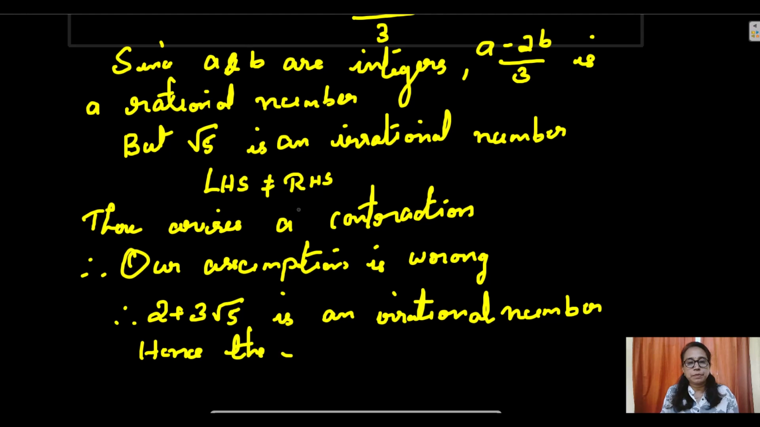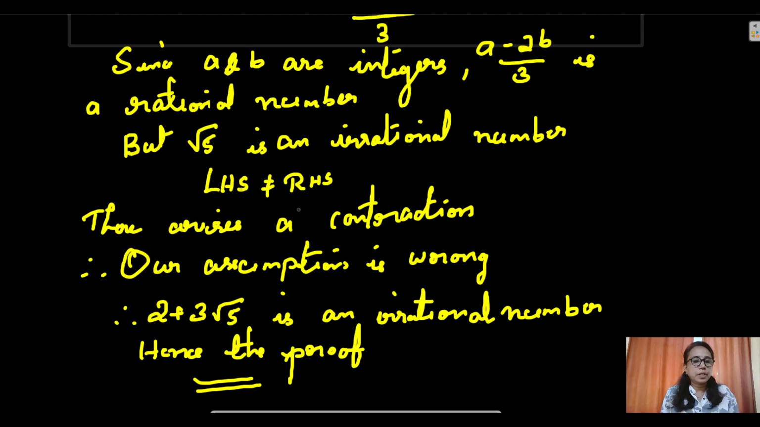Hence the proof. Okay, so you must write all these in your answer sheet. That is what our contradiction is, how it becomes a contradiction, because LHS is not equal to RHS. Therefore there arises a contradiction. Therefore our assumption is wrong. When it comes wrong, we can write that 2 plus 3 root 5 is an irrational number. Hence the proof.